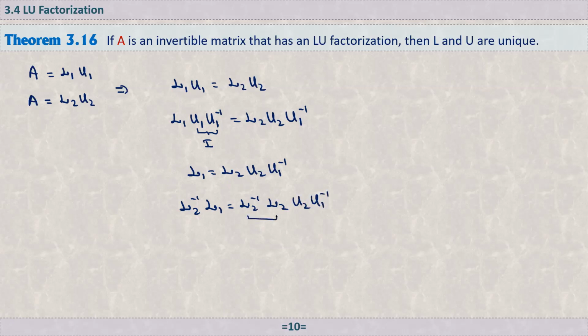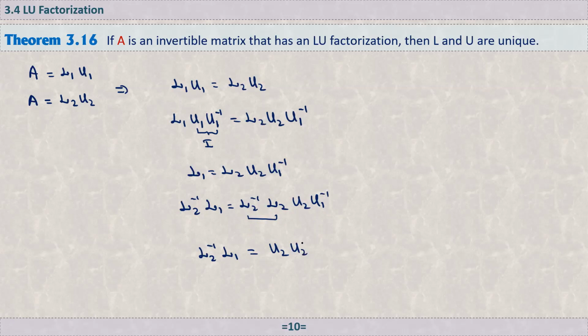So these 2 things, L2 inverse and L2, that's equal to just I. So I times any matrix is just equal to that matrix. On the left, what we have here is L2 inverse L1. On the right, U2 U1 inverse.